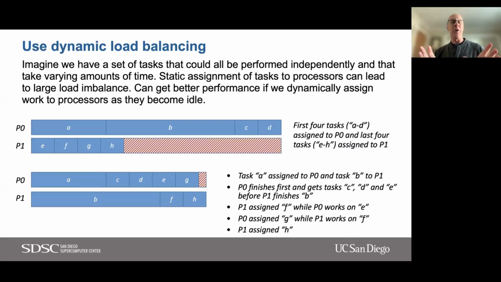So if just by chance those 2 long-running tasks, A and B, were assigned to processor 0, we would have a very large load imbalance. But instead, if we handed these out as each processor became free or idle, we can see that we can make much, much better use of the hardware. And this was the approach that I had taken when I parallelized the computational finance application I mentioned earlier.